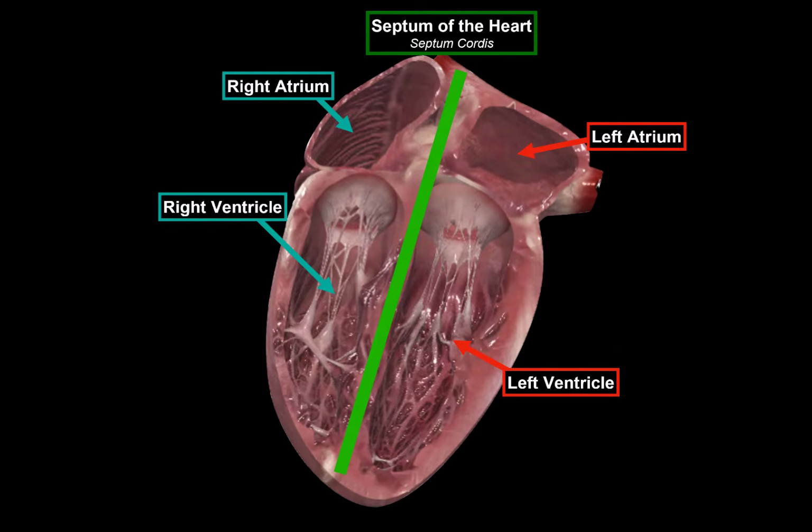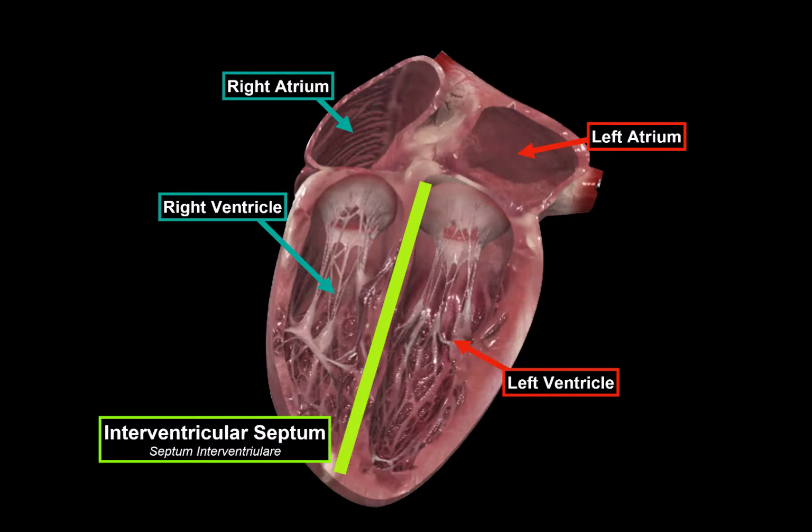And it's crucial to have this wall because remember, the right side of the heart contains blood without oxygen, while the left side of the heart contains blood with oxygen. And you really don't want to mix those up, so it's good to have this wall. Alright, so we divide this wall into two parts. We have the interventricular septum, separating the two ventricles, and we have the interatrial septum, separating the two atria.